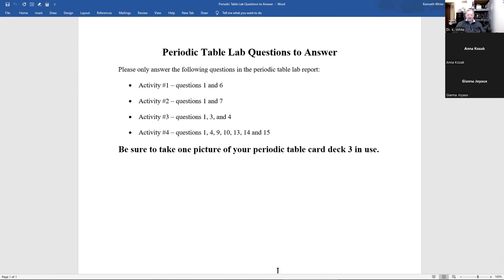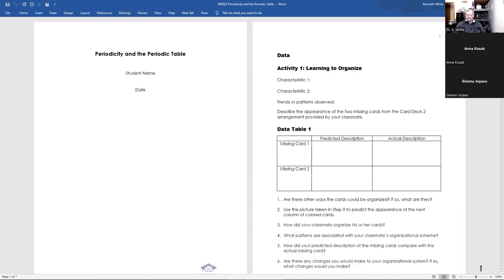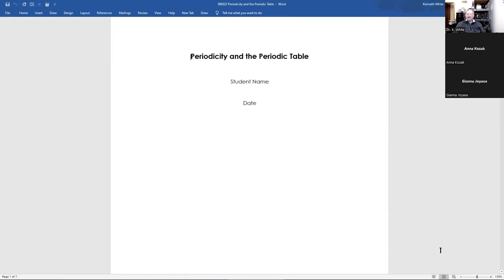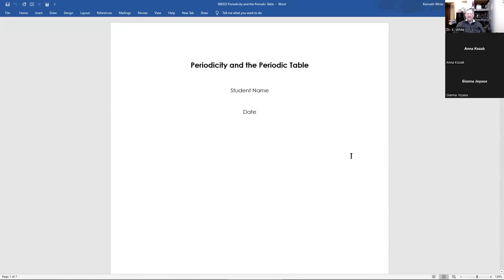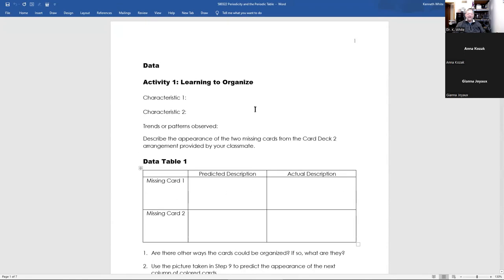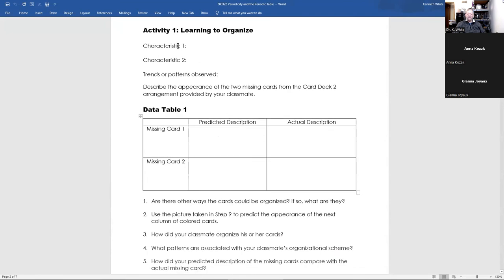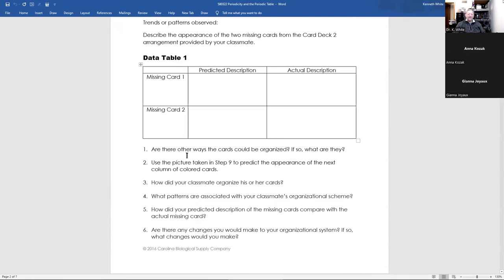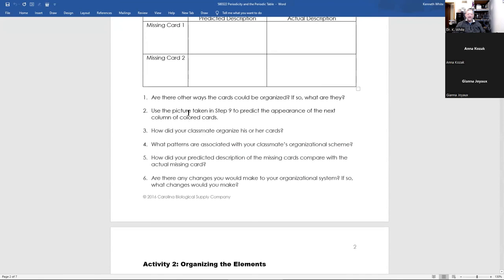And the lab report you will fill out, I have both as a PDF and a Word document, is periodicity and the periodic table. You've seen the student name and date. And here, you don't have to do characteristic one or table one. Just do the questions underneath. I think I had 1 and 6 for activity one.